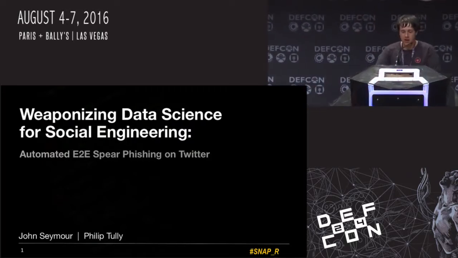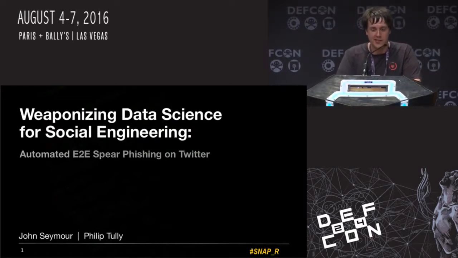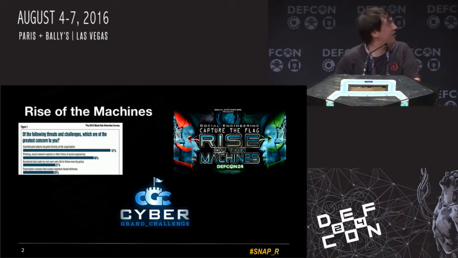All right, hey guys, my name's John Seymour. So welcome to our talk on weaponizing data science for social engineering: automated end-to-end spear phishing on Twitter. We think this talk is a pretty good fit for this conference, right? Every year, Black Hat does this attendee survey, and every year social media, phishing, spear phishing, and social engineering are near the top of their list of concerns.